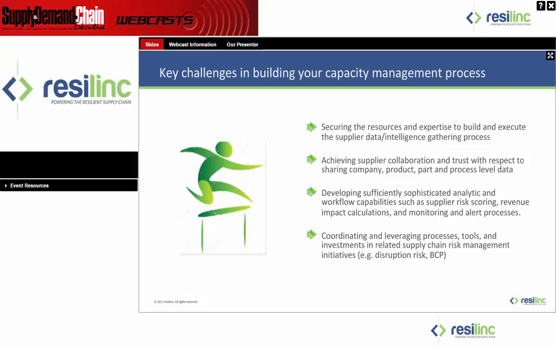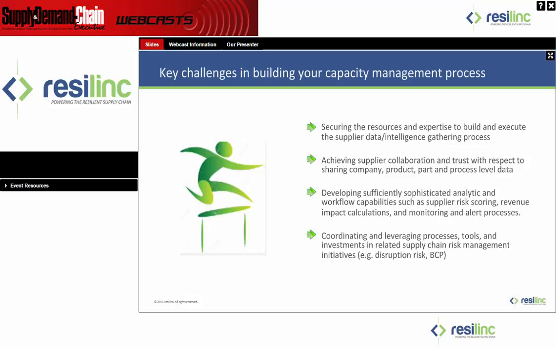Given how critical a robust supply chain management practice can be to your organization, it is important to understand some of the key challenges you could face in trying to develop such a practice. The four major ones we have seen in our experience are as follows. One, securing the right resources and talent to develop the necessary processes that will help you collect the risk-related intelligence from your suppliers and keep it refreshed on an ongoing basis. Two, creating or fostering a level of trust with your suppliers so they are willing to share details related to their process and part level capacity with you.